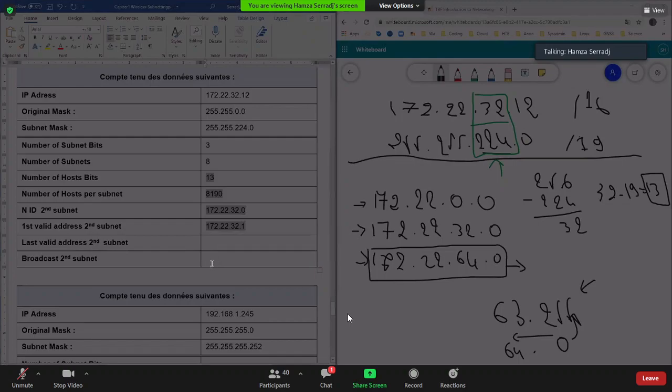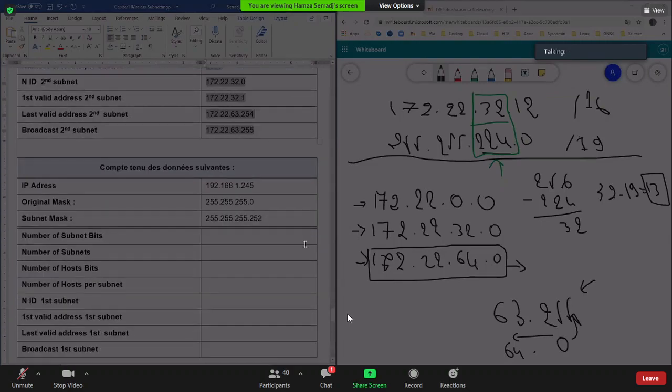I just figured out what my broadcast address is: 172.22.63.255. Now the last address is easy. I just need to subtract 1 again from this one. We'll get 172.22.63.254. Next one.